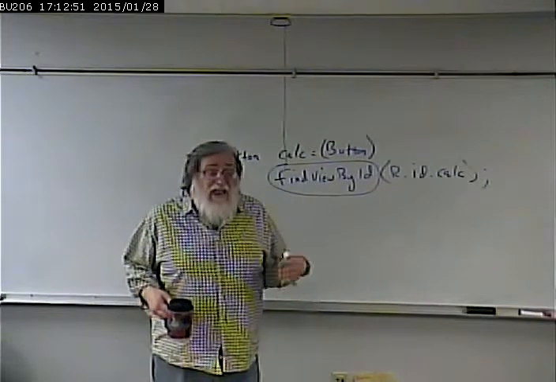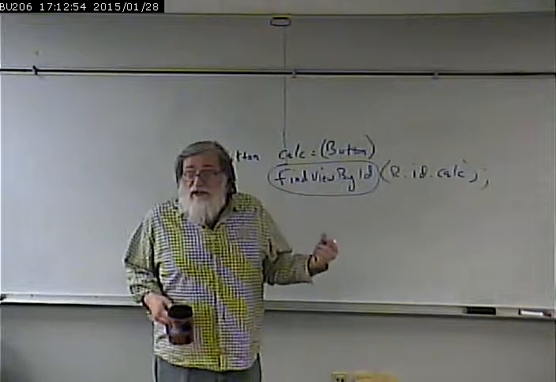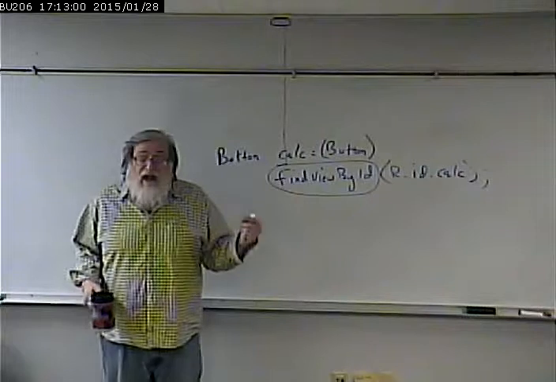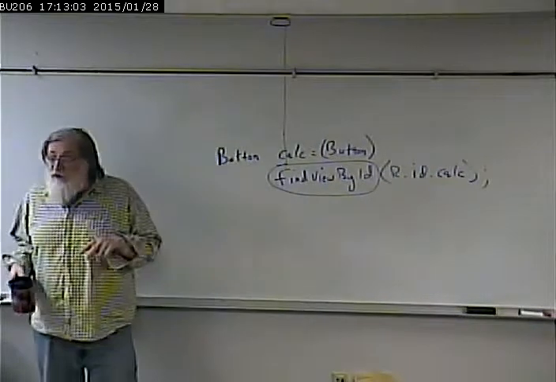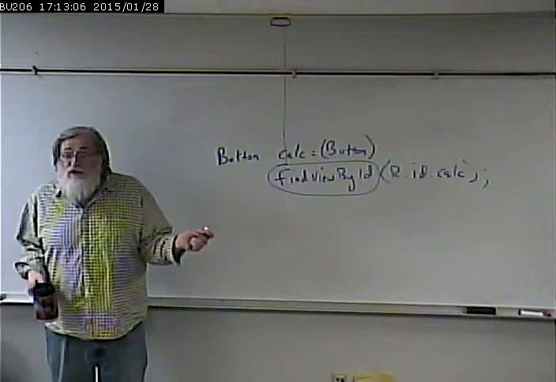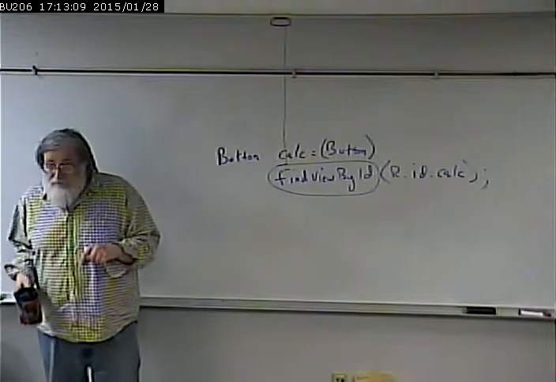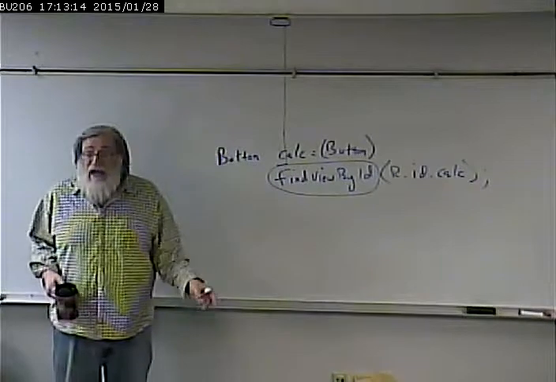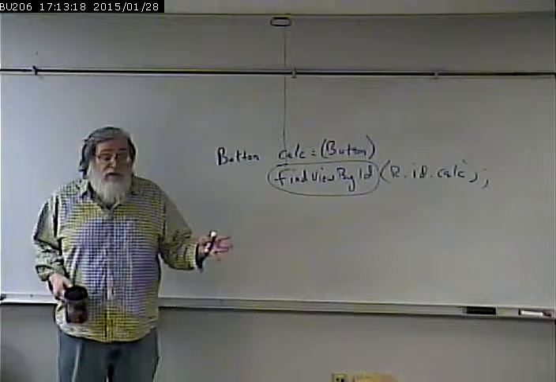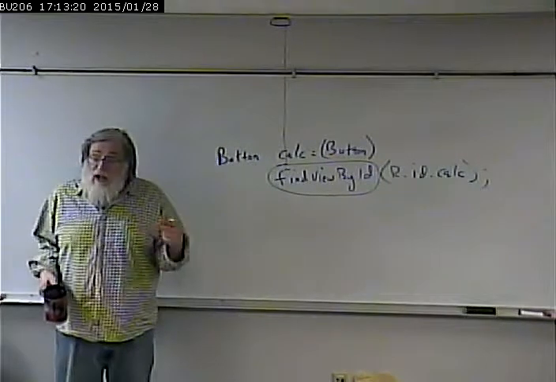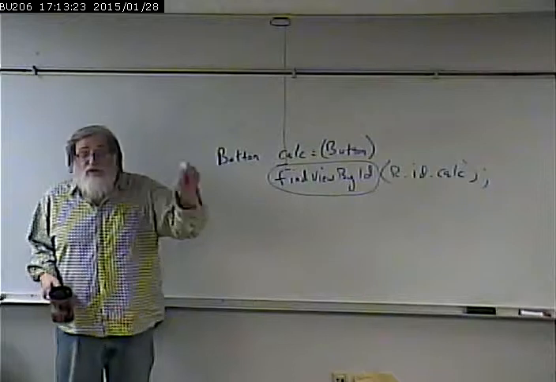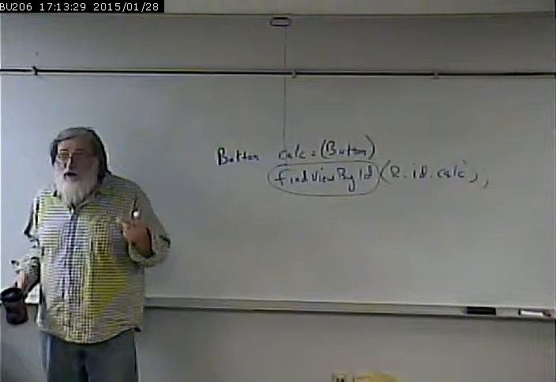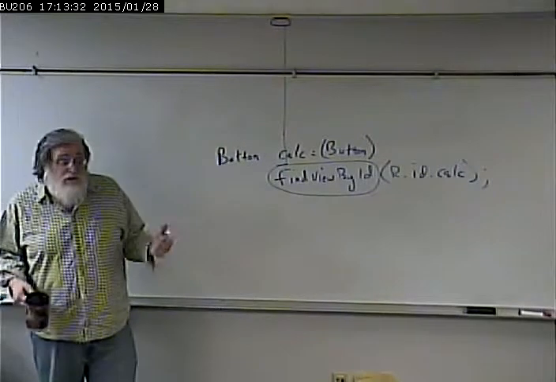Where did the button get the ID of calc? From the XML file, one of the attributes. And again, when I put the projector on, we'll take a look at it. One of the attributes in the XML file says, when you create this button, assign it this ID. So this, if you will, links the GUI to the program. Sometimes you hear the phrase model view controller, where the model is your objects, your business rule or problem domain rule objects, the view is the user interface, and the controller is the pieces of code that glue everything together. Well, this is an example of it being glued together.